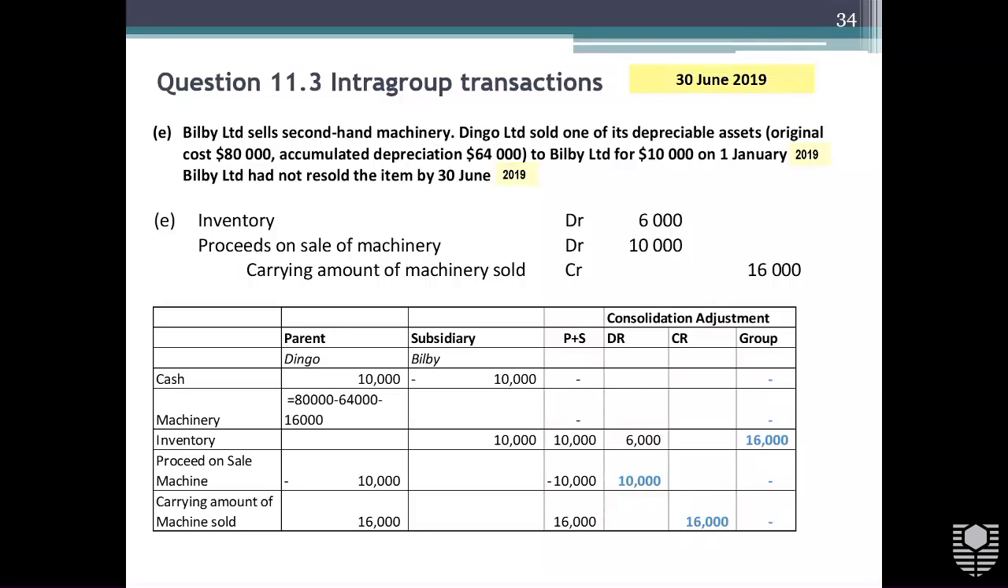If it's in the books of the subsidiary as inventory, we need to adjust that inventory. We need to increase the value of that inventory because the original value was 16,000, so they sold it for less, and we need to recognise it at the greater amount. So we debit the inventory by 6,000, so it's in there at 16,000. We need to eliminate the internal sale, so we debit the proceeds on sale of machinery and credit the carrying amount of the machine sold, 16,000.